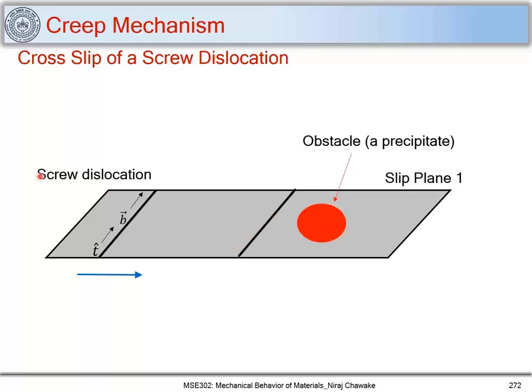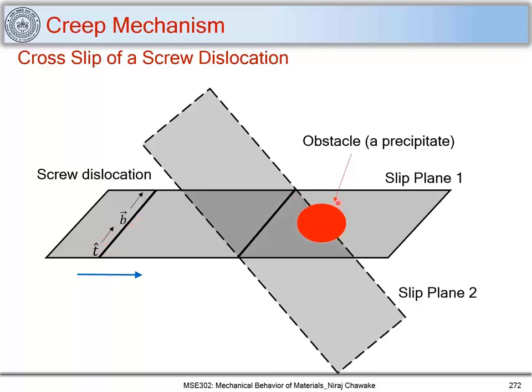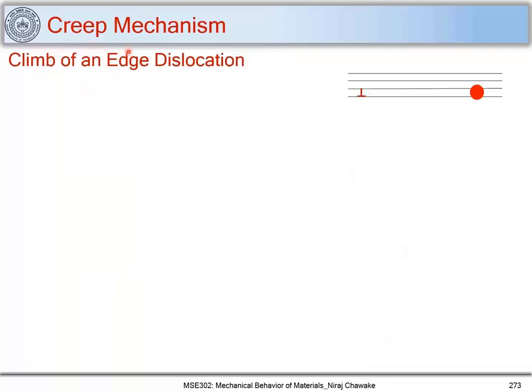As you know, a screw dislocation can cross slip, or it can move on another slip plane. Why? Because the tangent vector is parallel to the Burgers vector. So it sees this obstacle, and then under the influence of the stress, it changes its direction and it can cross slip, or move on another slip plane. That is how cross slip of a screw dislocation happens. This becomes very easy at high temperatures. So we have cross slip occurring easily at high temperatures, and thus cross slip plays an important role during creep deformation. Also, climb of an edge dislocation plays an important role during creep.